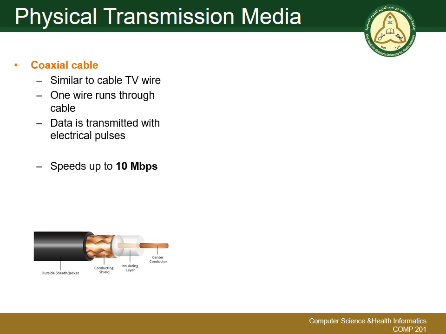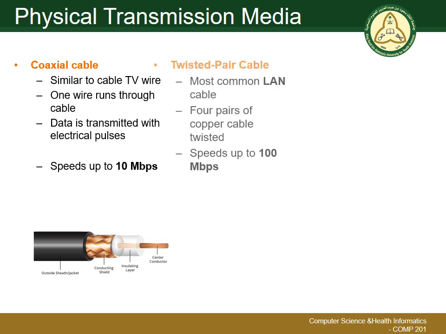which is usually copper. This is the insulation or insulating layer. Then we have a coating layer here. Then we have the fourth one, which is called the jacket. So that's basically what the coaxial cable looks like.